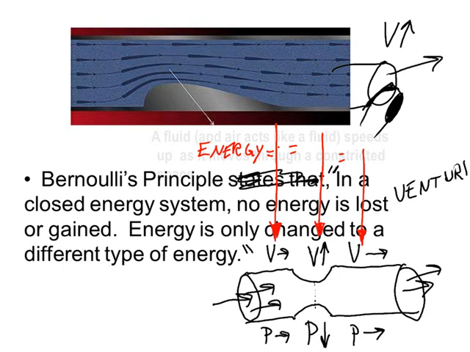Did I lose anybody there? So on the test, you need to be able to draw a Venturi and tell me what happens to the pressure and the velocity in the middle of the Venturi. And you need to tell me that as long as it's a closed energy system, the total energy is the same at any given point. Did I lose anybody there? If I've lost you, remain seated. Okay, I'll say it again. Just kidding.